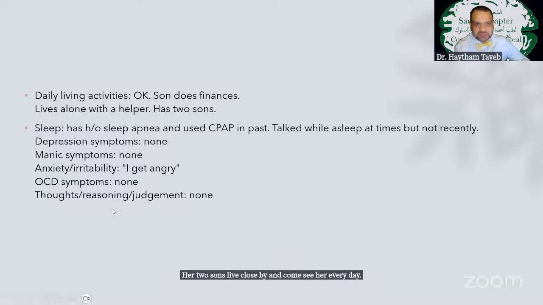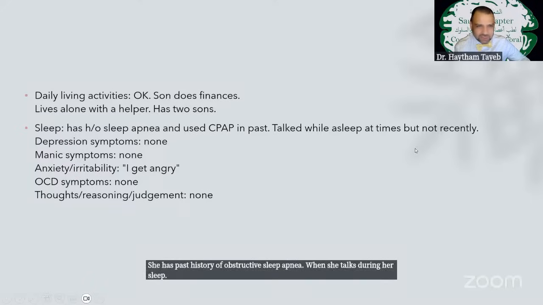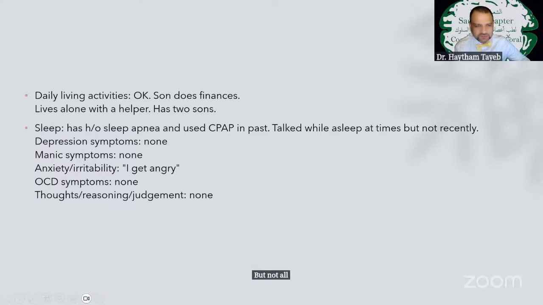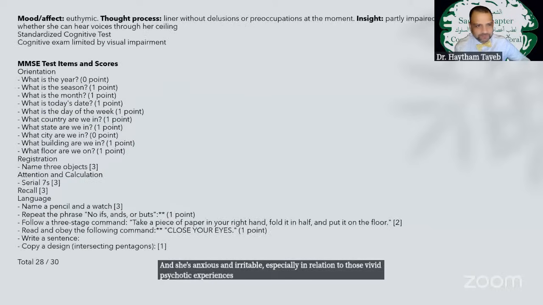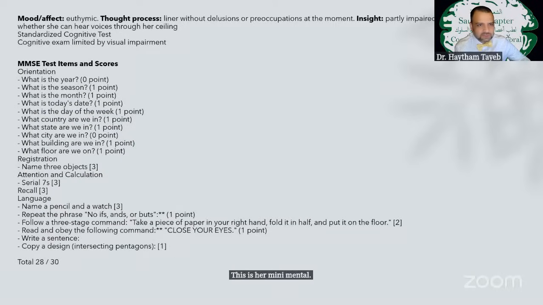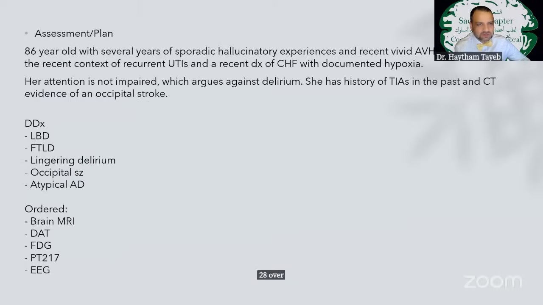She has a past history of obstructive sleep apnea, and she talks during her sleep, not all the time, but it happens. And she's anxious and irritable, especially in relation to those vivid psychotic experiences she had. This is her Mini-Mental, 28/30. There's no need for suspense.